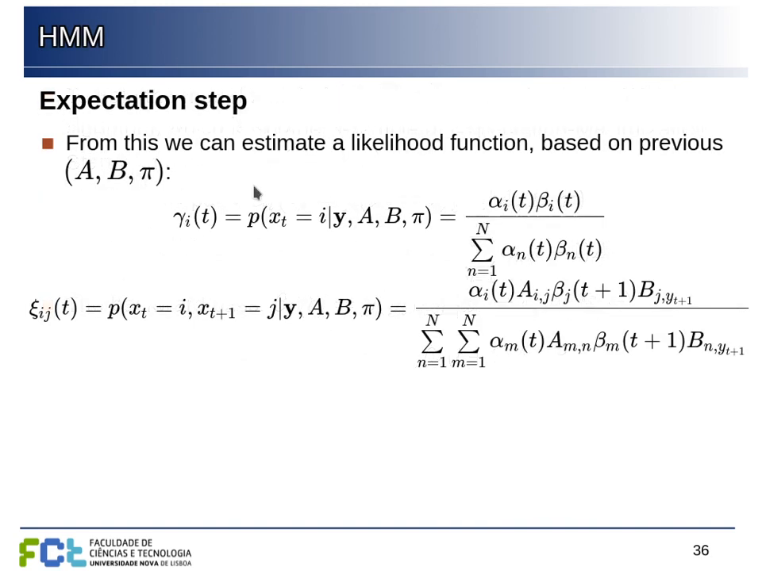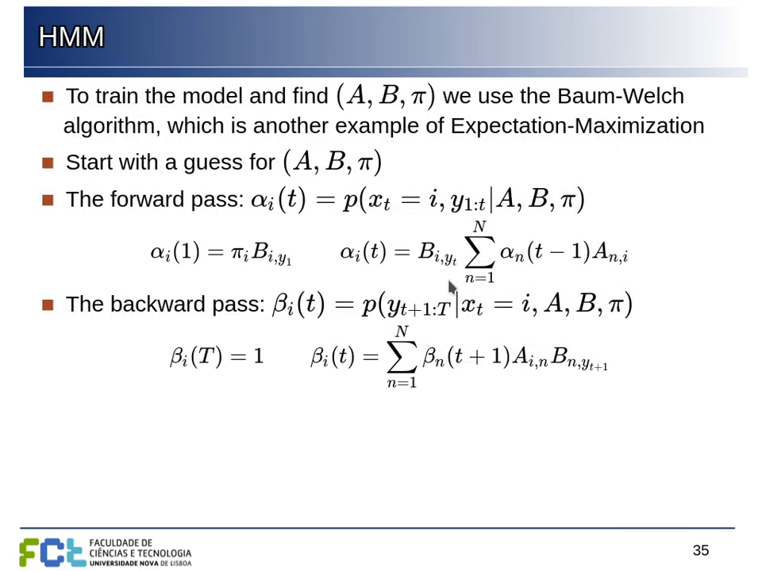So basically, the probability of being at state i at time t, given all the sequence that we observed and assuming this initial guess for the parameters, for the matrices A, B, and for the vector pi, is the product of these two. Remember that in the hidden Markov model, in the sequence of states, each state only depends on the past, and the emissions only depend on the current state.